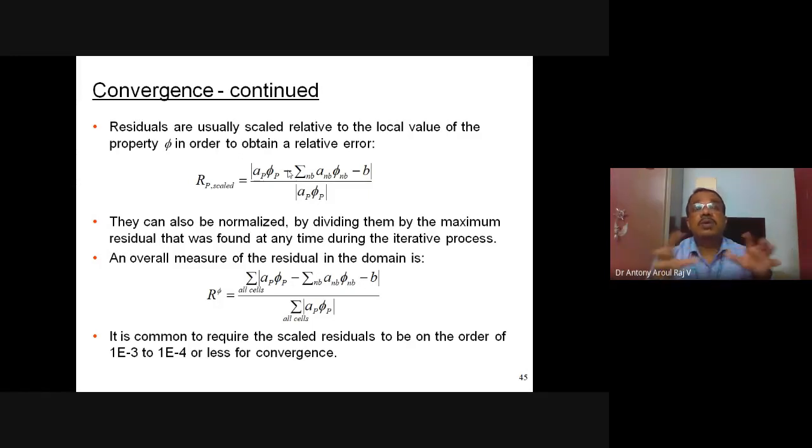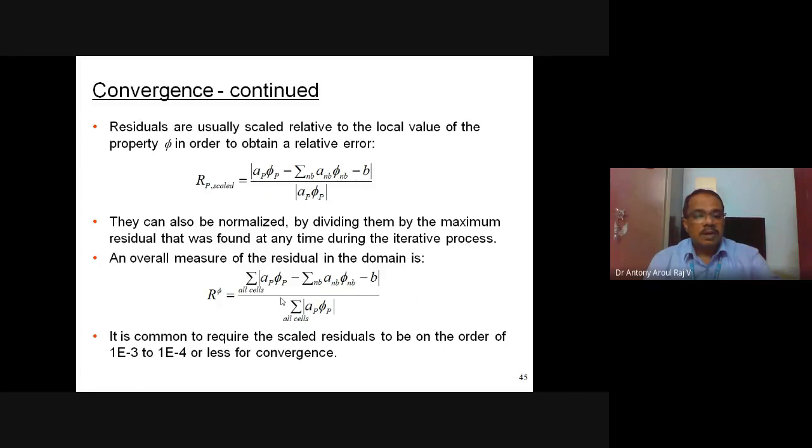So that means 1 lakh nodes are there. Which residue are you calculating, which residue are you tracking? That we have to think. We are not tracking any single residue. We are tracking the sum of all the residues. That means this value, the scaled residue, we are calculating for all the nodes. It is a summation of all these values for all the cells. This is very important, this is for all the cells. That is what we are having as the residue.